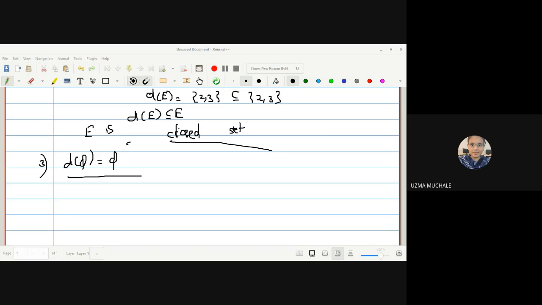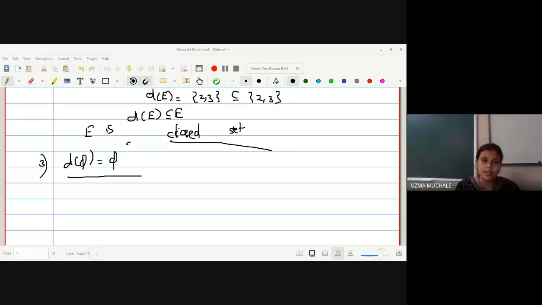Why is the derived set of {5} equal to empty? How do we find the derived set of the empty set? It contains all its limit points. The point 5 is a member of... Because there is no element which is a limit point of {5}.